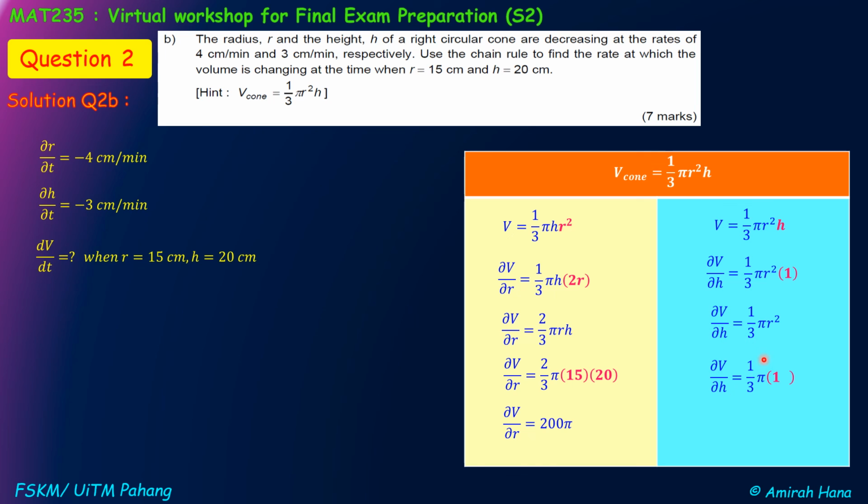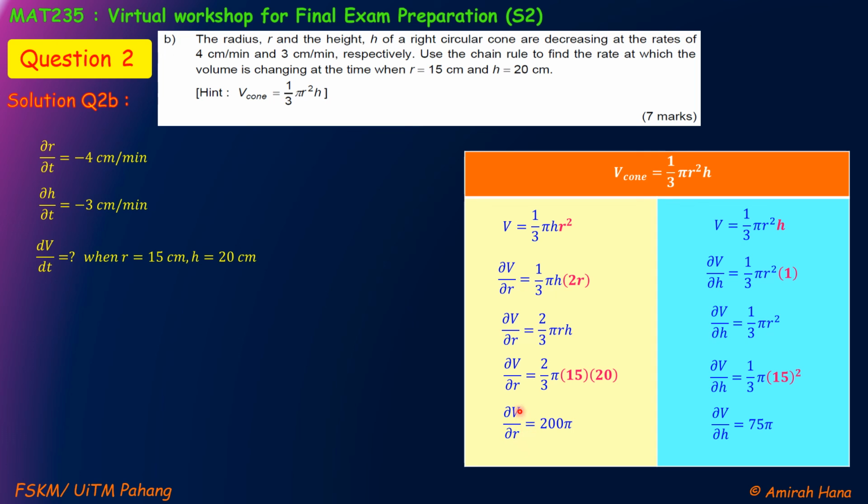Then we replace r equals 15. From here there is no h, so no need to replace h. We just replace r with 15 here. Then we solve, so we have del v over del h equals 75 pi.